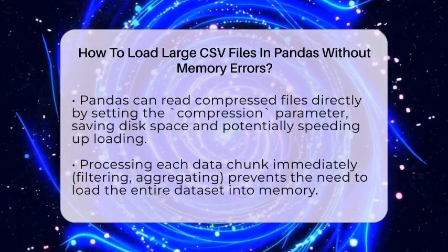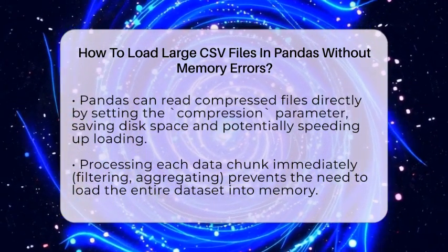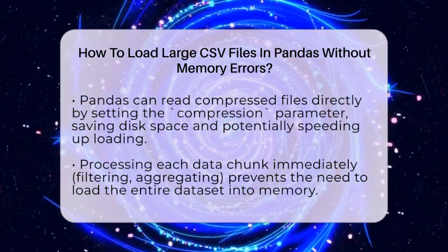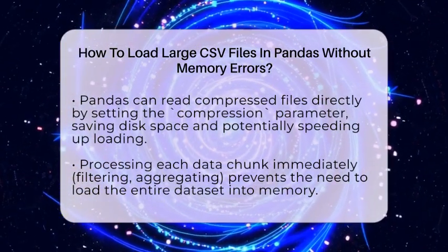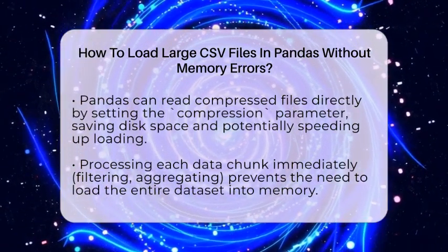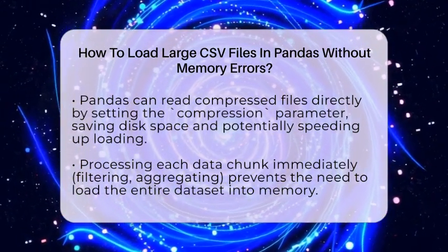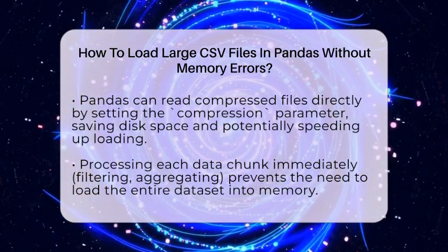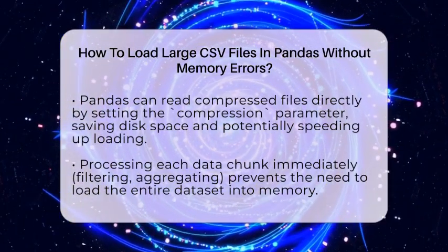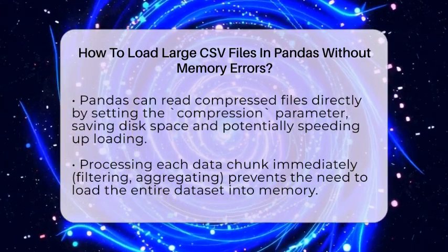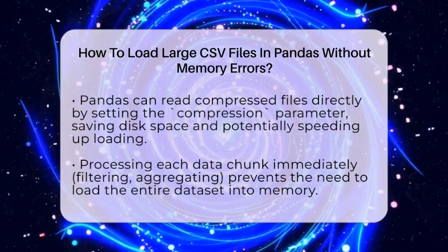If your CSV files are compressed, like zipped or gzip files, Pandas can read them directly by setting the compression parameter. This can save disk space and sometimes speed up loading, but keep in mind that decompression uses some CPU power. While reading large files in chunks, you can also process each piece right away. For example, you might filter out rows that don't meet certain criteria or sum up values before moving to the next chunk. This way, you never need to load the entire dataset into memory at once.